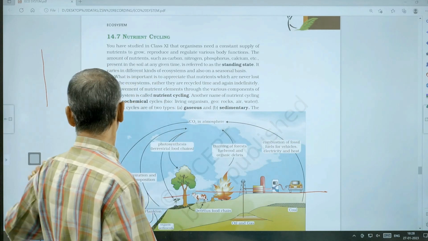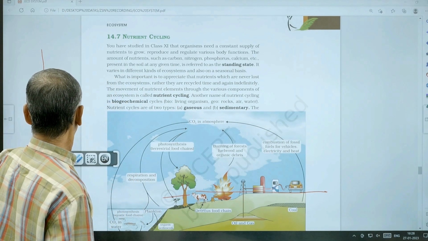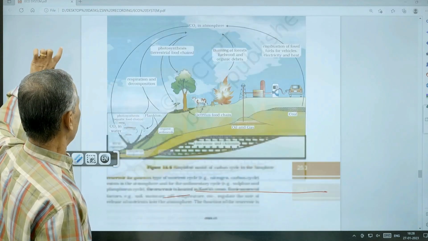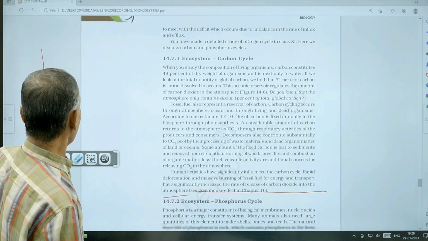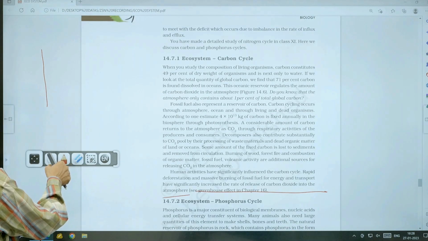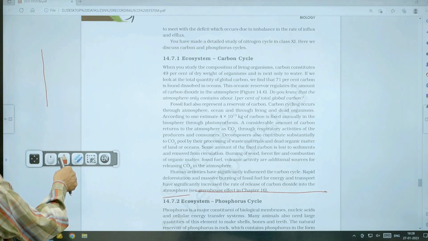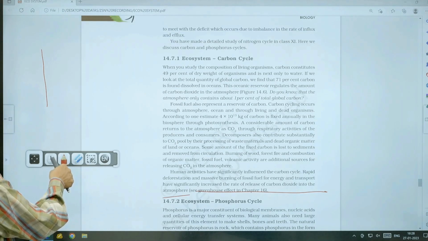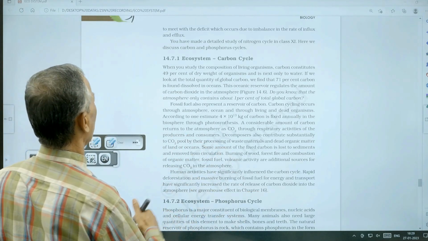Okay, now we are having two types of biogeochemical cycles or nutrient cycles. The first one is carbon cycle. Why are we taking carbon? Because it is a typical example for a perfect cycle. Gaseous cycles are almost perfect. That is, what is uptaken will be coming back.